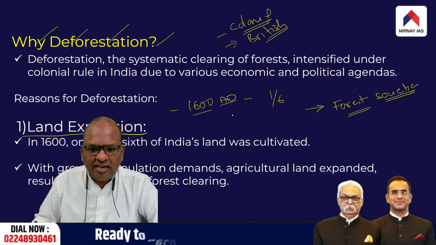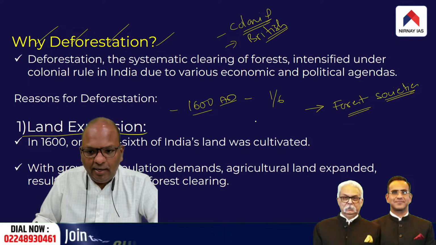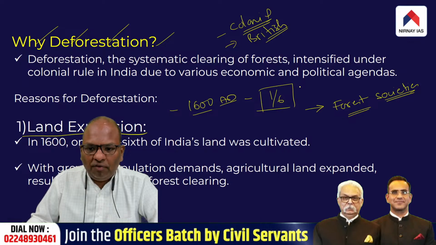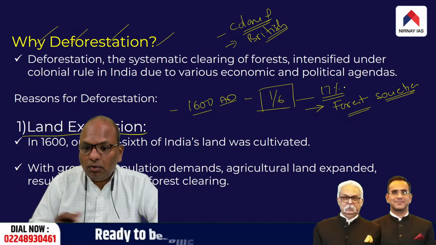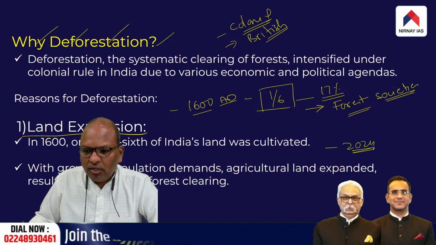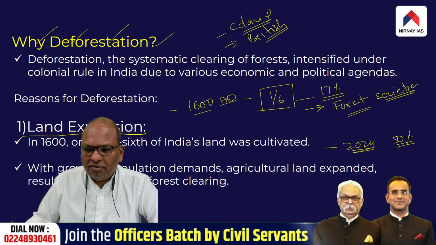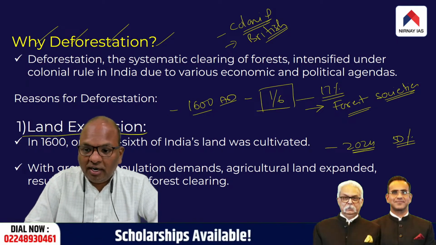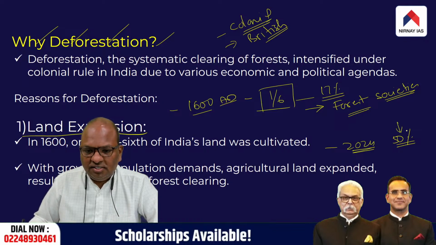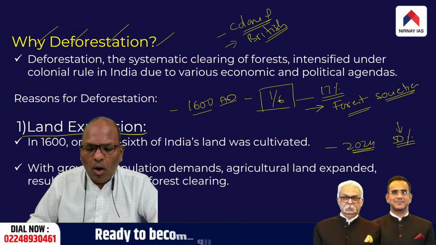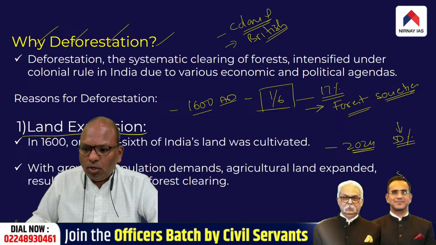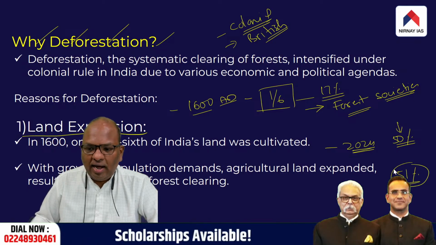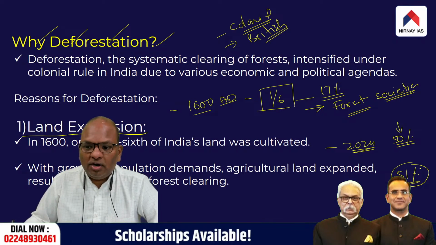In the beginning of 1600 AD, that is in the 17th century AD, only 1/6 of the land of India was under cultivation. 1/6 is roughly 17% of the total land. But now in 2024, more than 50% of the land of India has been brought under cultivation. The point is, 400 years ago, only 1/6 of the land of India was under cultivation. But in 2024, close to 51% of the total land available in India has been brought under cultivation.